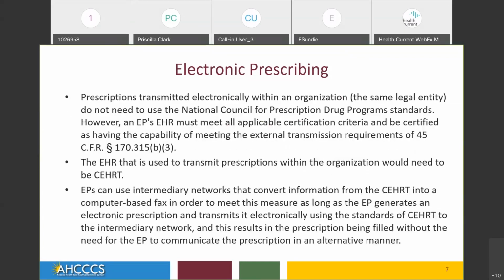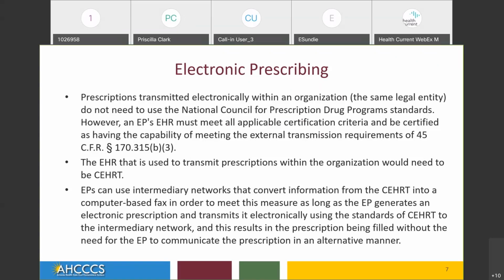Prescriptions transmitted electronically within an organization, otherwise known as the same legal entity, do not need to use the National Council for Prescription Drug Program standards. However, an EP's EHR must meet all applicable certification criteria and be certified as having the capability of meeting the external transmission requirements of 45 CFR. The EHR that is used to transmit prescriptions within the organization would need to be CEHRT.